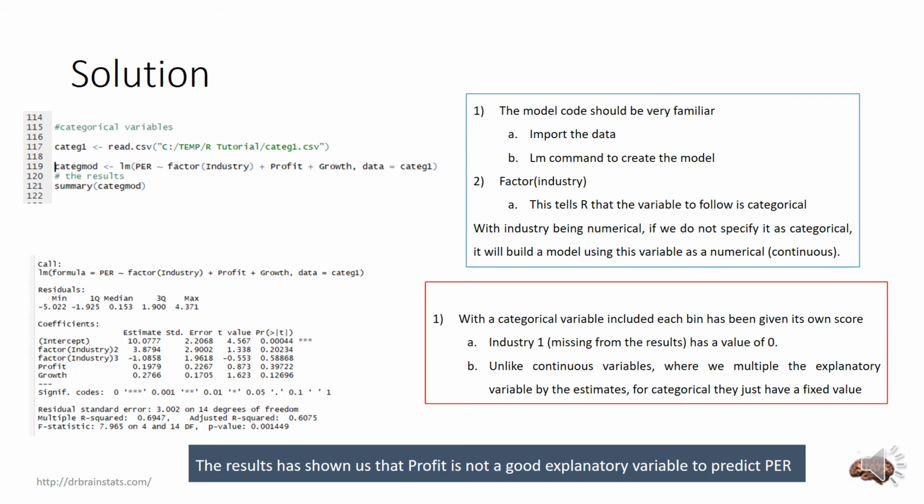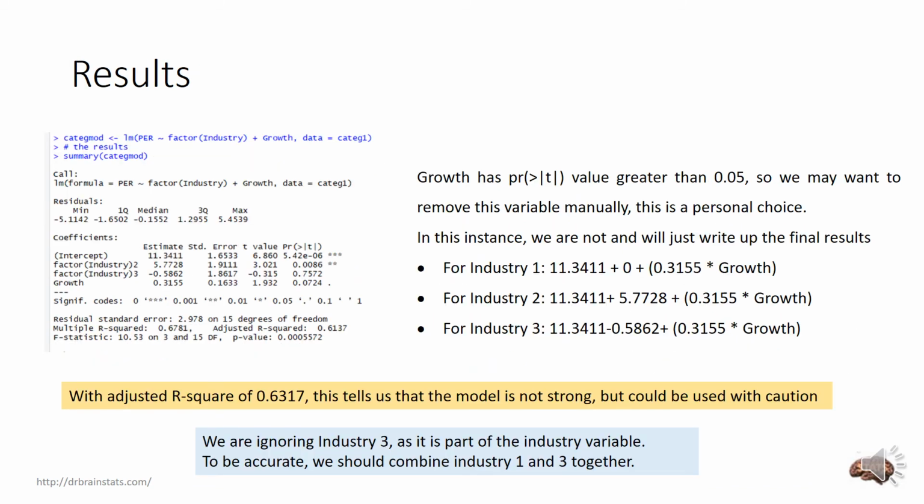So now these are our results. With the category variable included, each bin has been given its own score. You may notice that industry 1 is missing. This has been given a value of 0. Unlike continuous variables, where we multiply the explanatory variable by the estimates, for categorical they just have a fixed value. But as we can see, results have shown us that profit is not a good explanatory variable to predict PER based on this t-statistic.